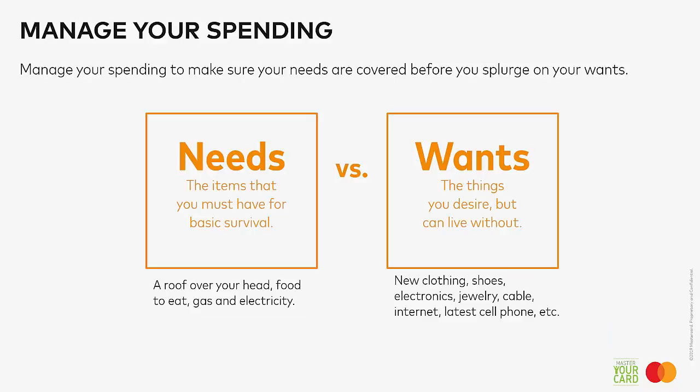As you start to manage your spending, make sure your needs are covered before you splurge on your wants. Needs are items that you must have for basic survival, like a roof over your head, food, gas, electricity. Wants are the things you desire, but can live without, like new clothes, the latest cell phone, jewelry.